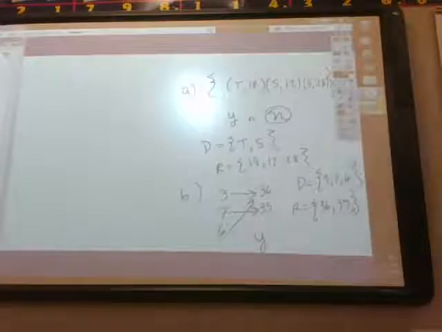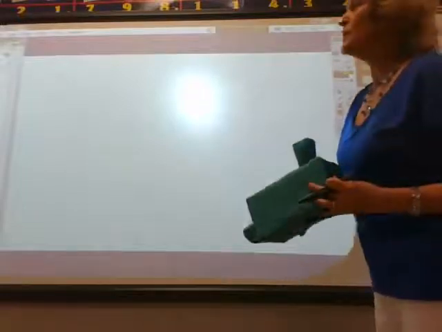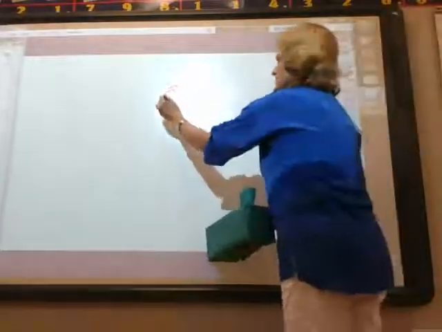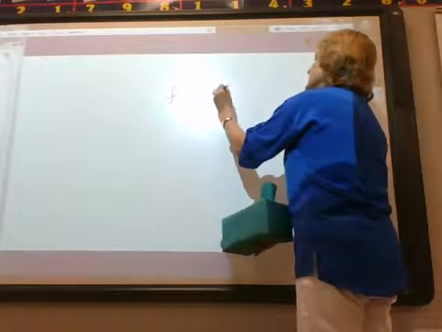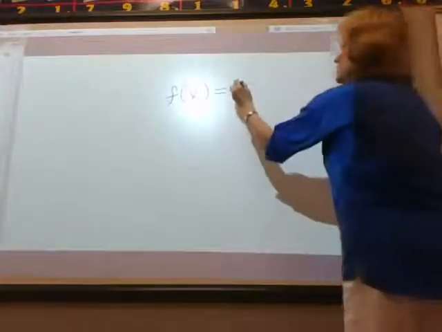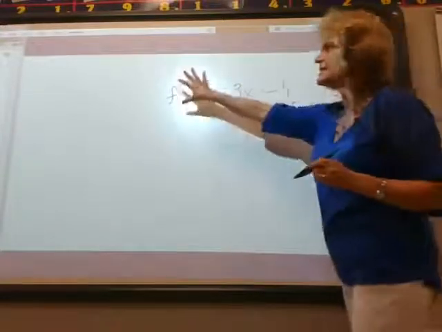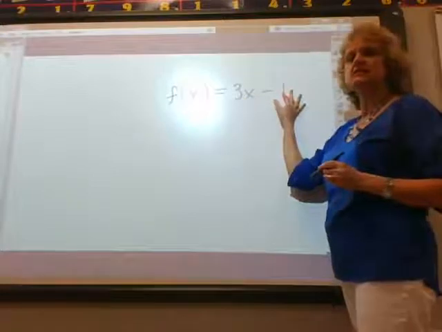Now, the next part of the lesson is to find the value of a function. So we're actually going to kind of use the function box, right? So when they label functions, they'll often say f of x equals, let's see, how about 3x minus 1? So this is like saying y equals 3x minus 1.